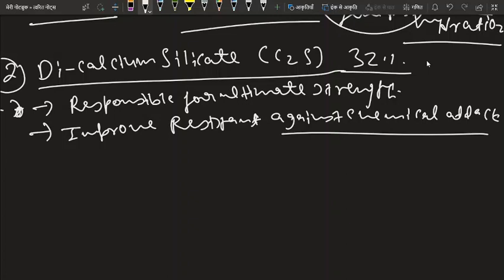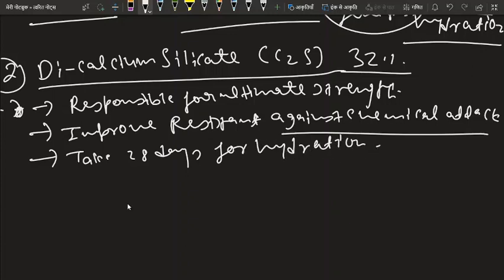Okay, look, tricalcium silicate takes about 7 days for hydration from when you add water into it. Dicalcium silicate takes 28 days for hydration from when you add water into it. Okay, and one of its properties, it decreases resistance against freezing and thawing. It's a basic point.